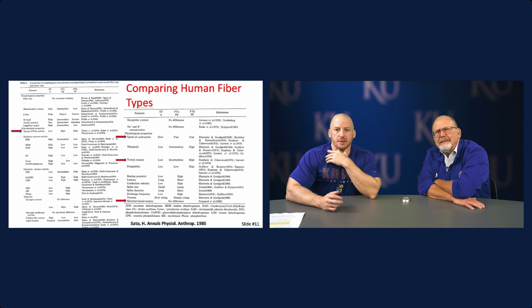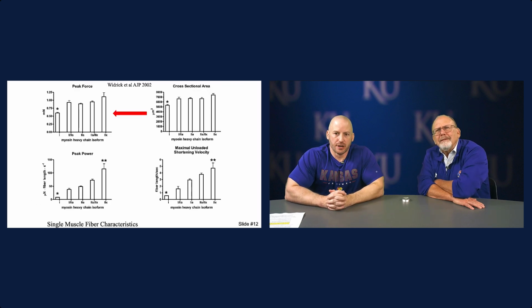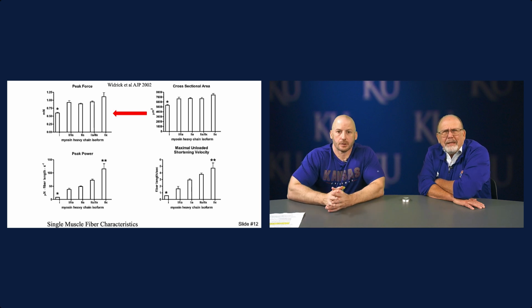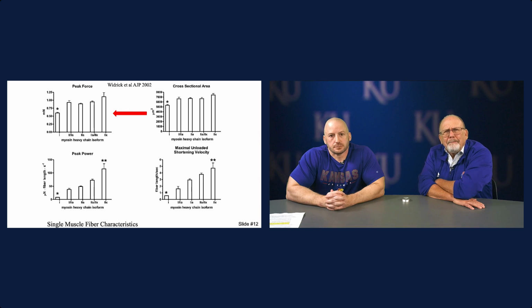Let's take a look at the next slide, maybe. Slide 12. We'll move on to that. So this is a neat paper. Woodrick, these were taken from his table. So these images were not from his paper, but the data is. And it just basically shows different single fiber characteristics. So you've got across the bottom, is it myosin? What's the myosin heavy chain content?